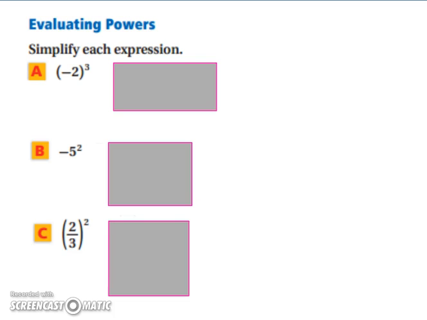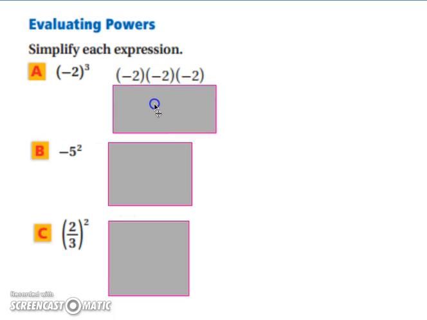Let's evaluate powers. So in this first one, we have the quantity -2, because it's all together. -2 is going to be written 3 times. So -2 times -2 is going to give you a +4. +4 times -2 gives you -8.